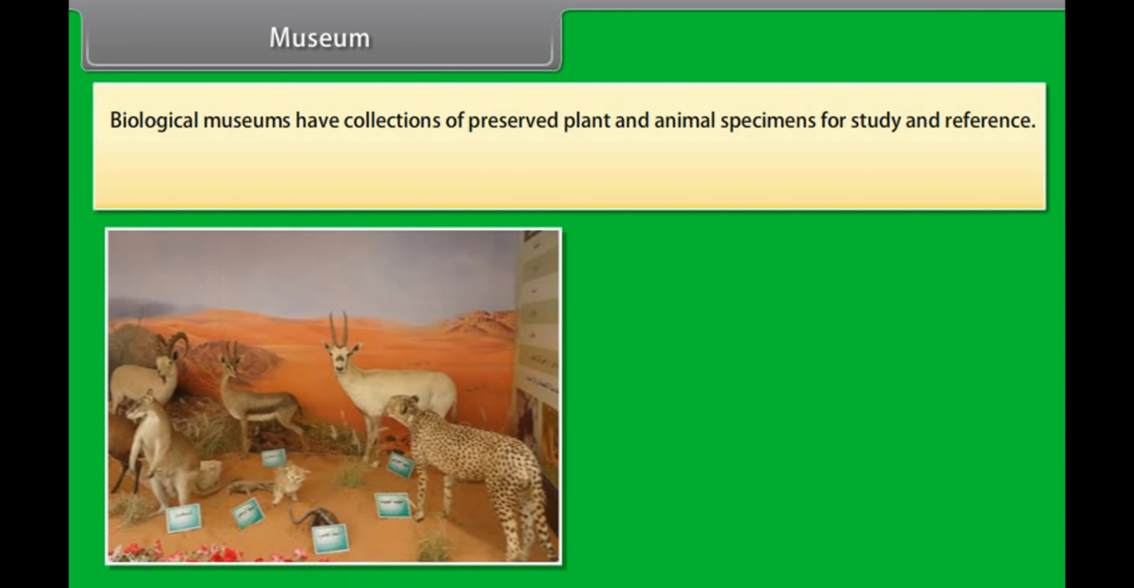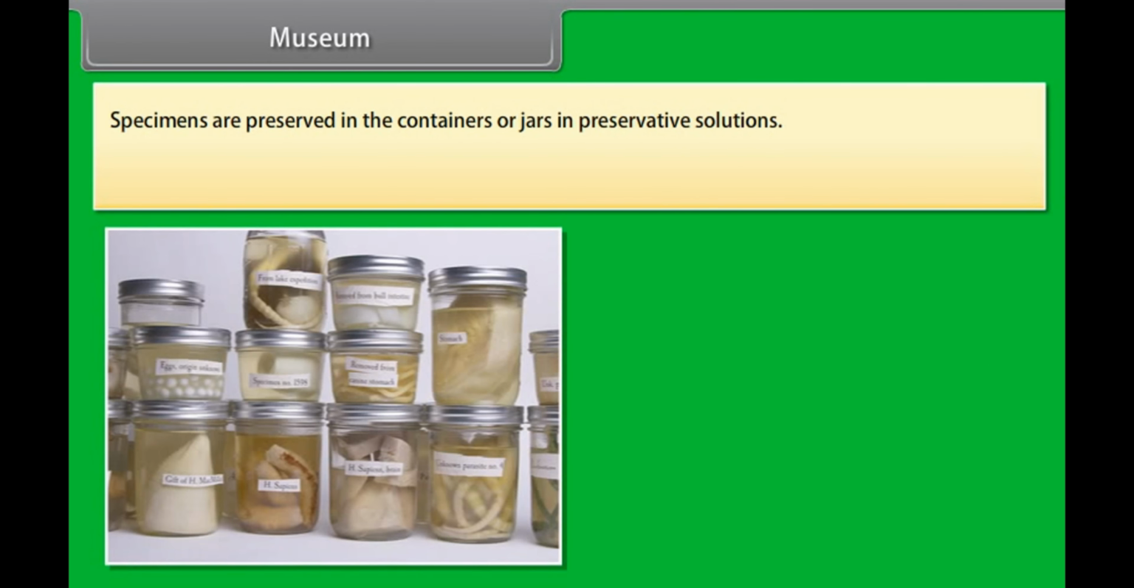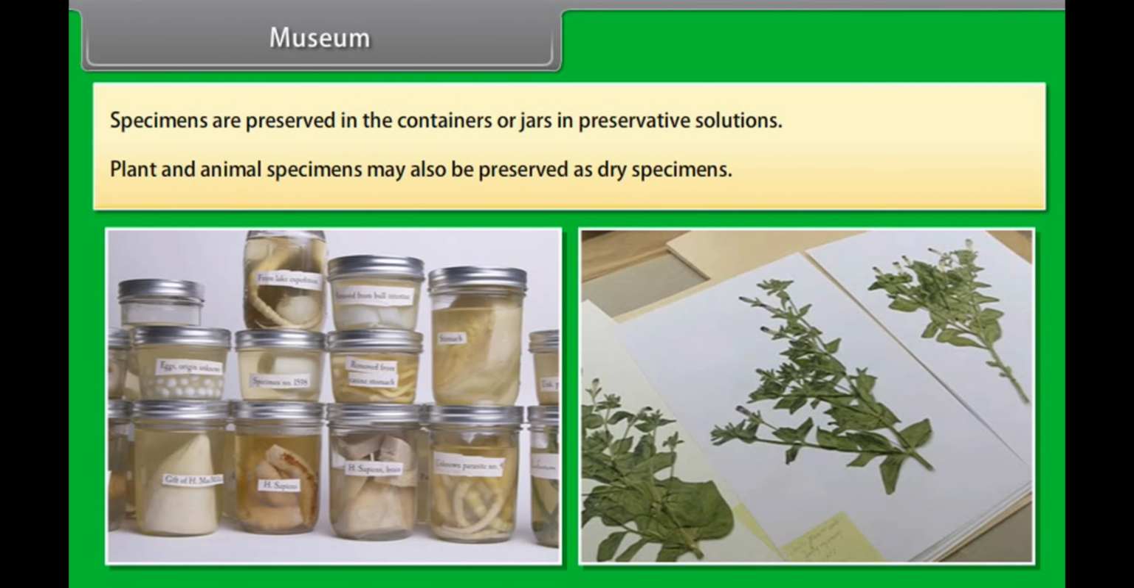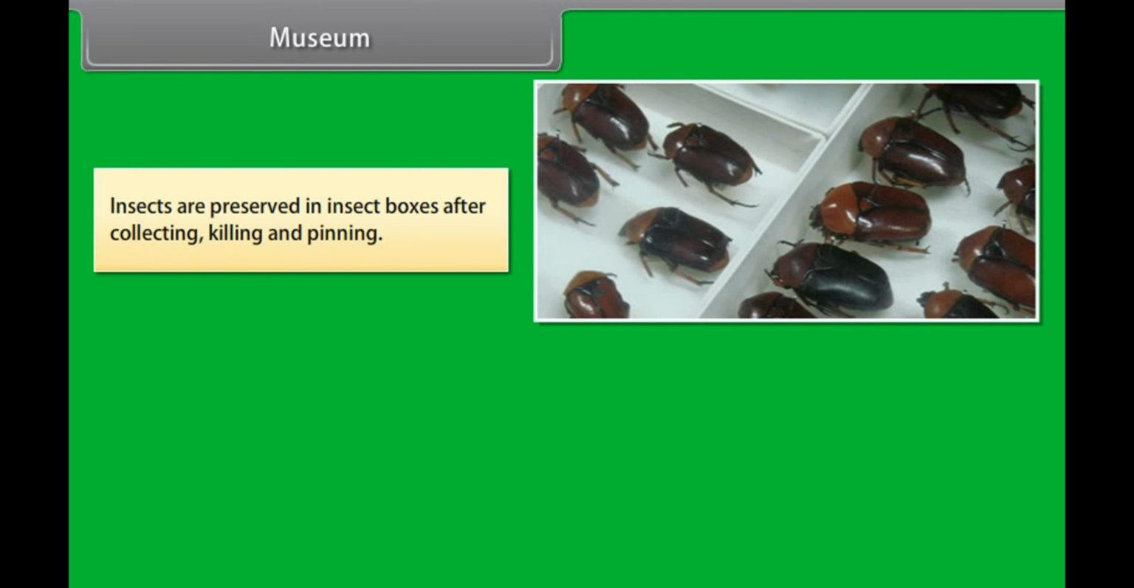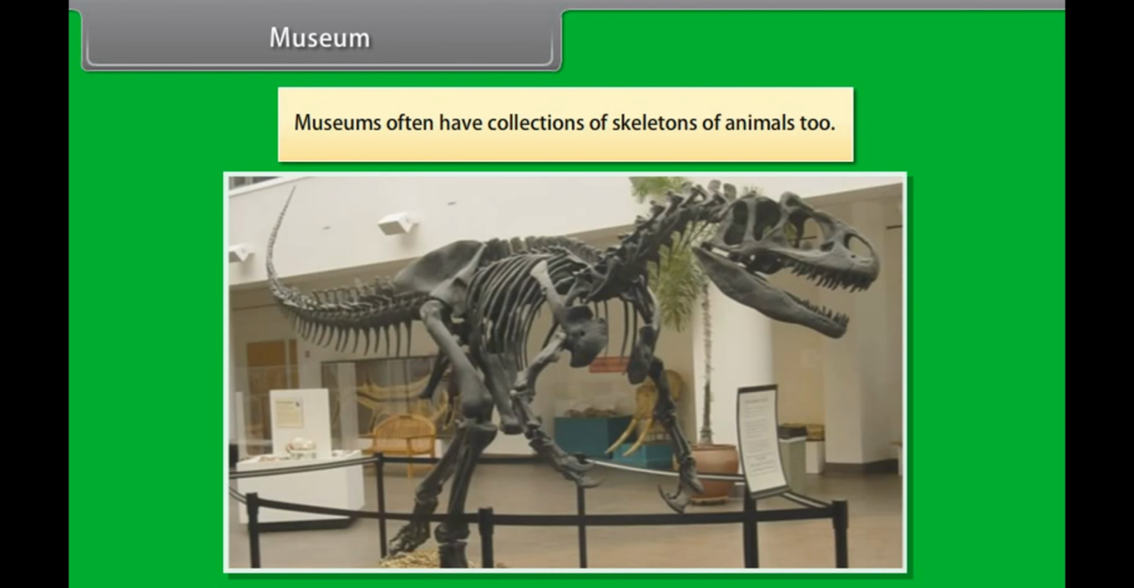Museum. Biological museums have collections of preserved plant and animal specimens for study and reference. Biological museums are generally set up in educational institutes such as schools and colleges. Specimens are preserved in containers or jars in preservative solutions. Plant and animal specimens may also be preserved as dry specimens. Insects are preserved in insect boxes after collecting, killing, and pinning. Large animals like birds and mammals are usually stuffed and preserved. Museums often have collections of skeletons of animals too.